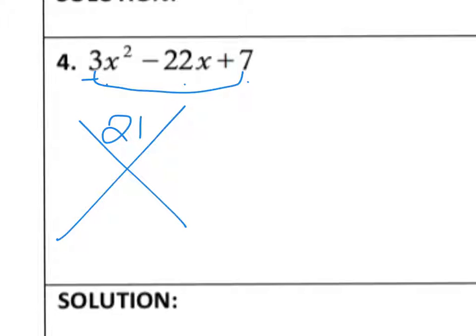So 3 times 7 is 21, so that goes on the top, and this middle term is still going to go on the bottom. And now I need to find two numbers that multiply to 21, the same two numbers, add or subtract to give me negative 22. So I know that 1 and 21 multiply to 21, but 1 and 21 don't give me a negative 22. So in order for that to be correct both ways, both of those would have to be negative, because negative 1 times negative 21 would give me a positive 21, and negative 1 plus negative 21 is going to give me a negative 22. So those are my right answers.